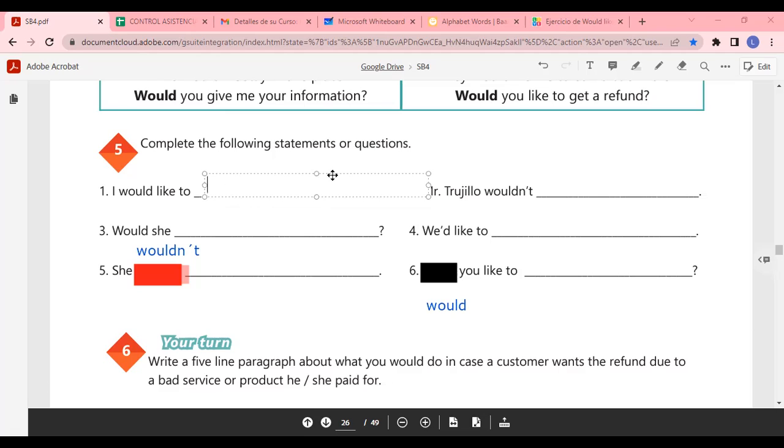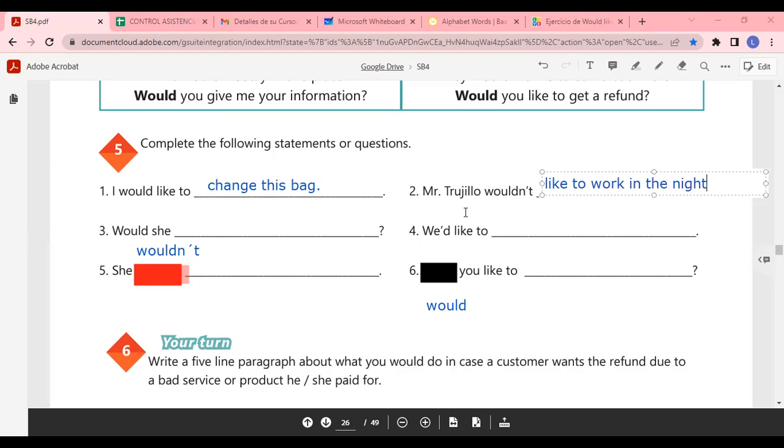Okay, what do you have for number one, please, Miss Abigail Mejia, number one. Hi, teacher. I would like to change this bag. To change. Change, el cambio, change this bag. Ah, okay, thank you. Number two, what do you have for number two, Miss Elizabeth? Mr. Trujillo wouldn't like to work in the night. Work in the night. Thank you, very good. Let's see next one. Can you help me please, Mr. Jorge, number three?